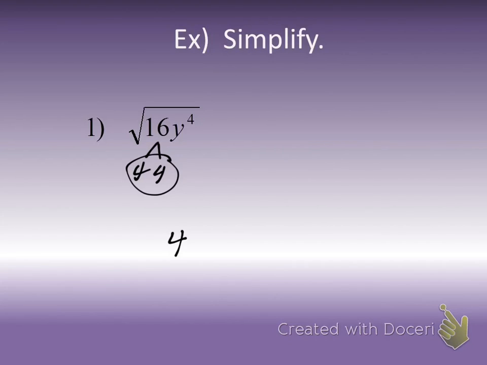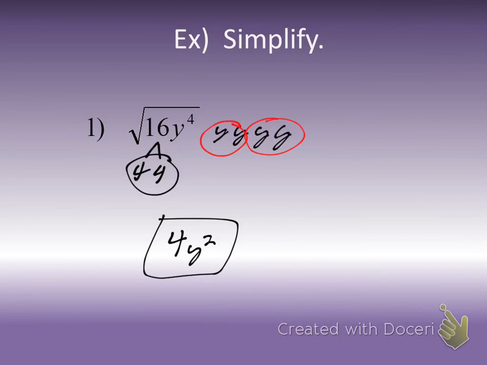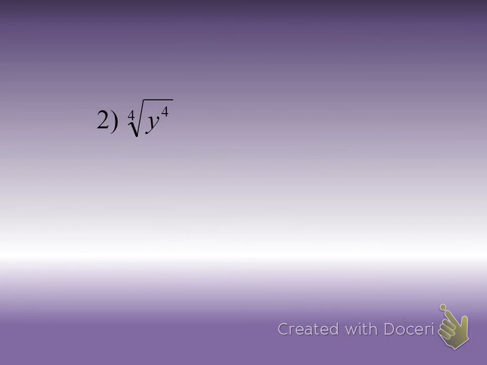That's one part. Now let's handle the y's. How many y's are up there? 4. There's 4 factors of y, because it's to the 4th power. So we have y, y, y, and y. How many do we need in a group? 2. There's a group of 2, and there's a group of 2. So how many groups do we have? 2. Y squared. I know what we're doing on this one. Good. Next one.